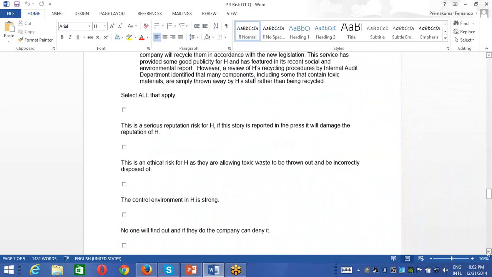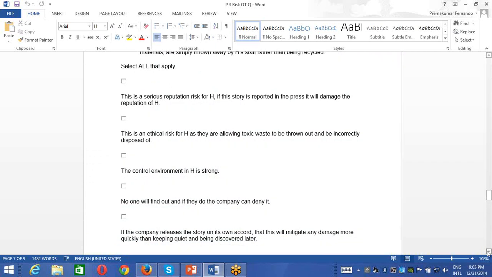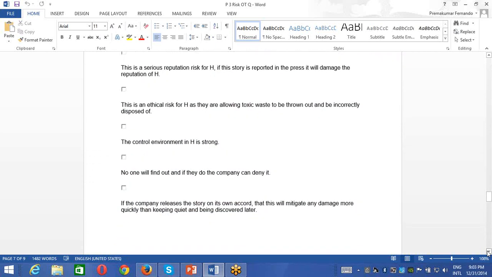Right. Then the control environment in A is strong, but the control environment is about your attitude towards internal controls, the top management attitudes and actions. So here we see it is not strong, it is in fact weak. No. The people are not working on that. No one will find out, and if they do, the company can deny. That is not a good thing to do here, right? You remember Toyota did that. First of all, they thought that no one will come to know, and they wanted to do that, but that was not good.